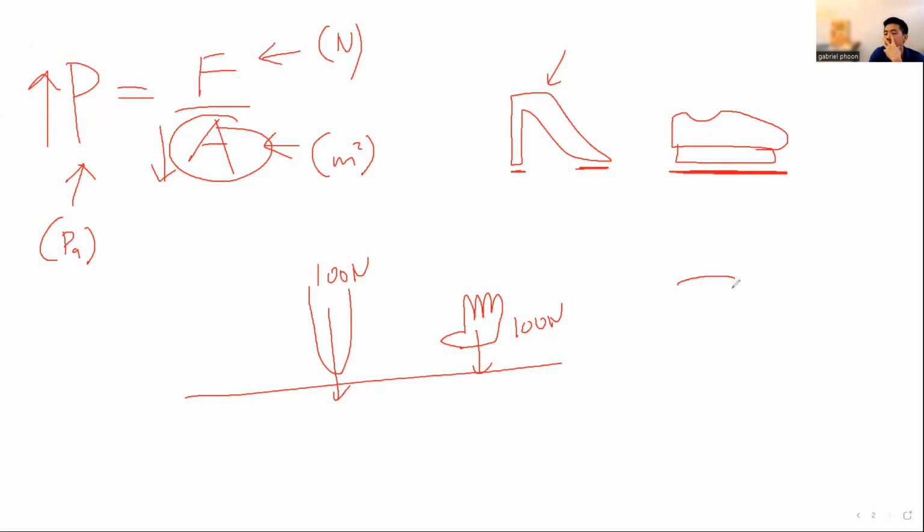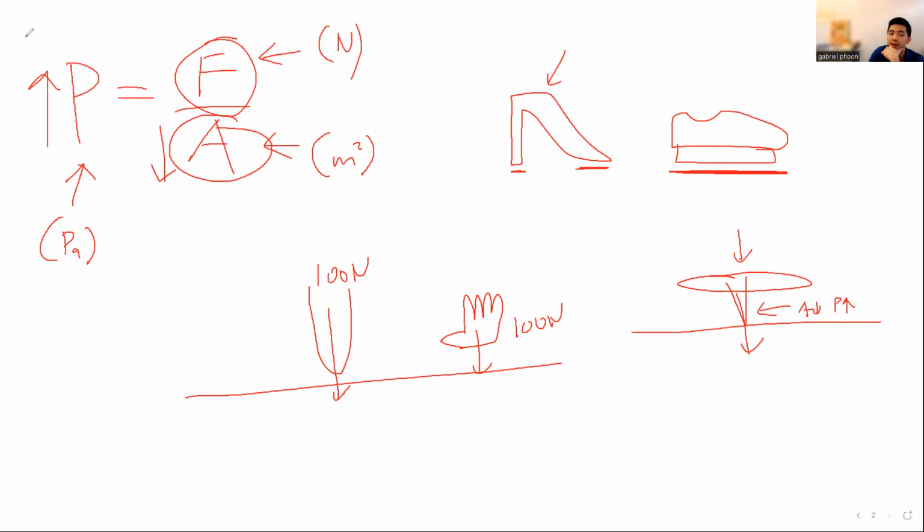Same thing for pins, like those called thumb tacks, right? If you put your finger here, usually you won't feel anything, but if you have any hard surface here, usually it will puncture through it. This is simply because the area here is very, very small, and once again, this generates a very, very high pressure. Then obviously, of course, the greater the force, the more pressure you have. It doesn't matter if it's a small area or a big area, right? As long as you have enough force, that will generate a certain amount of pressure here.